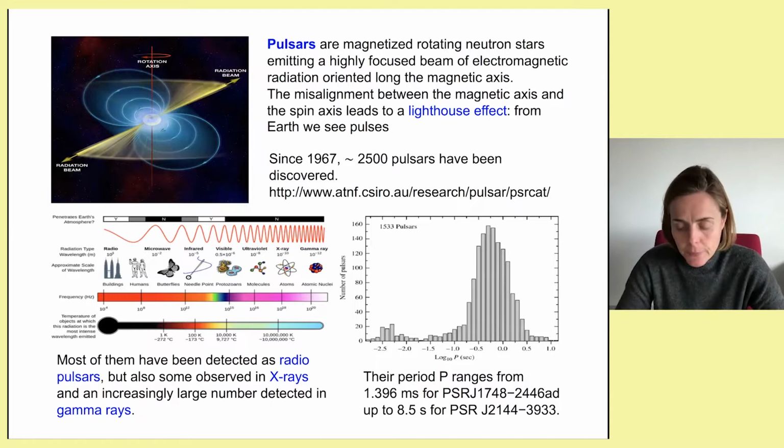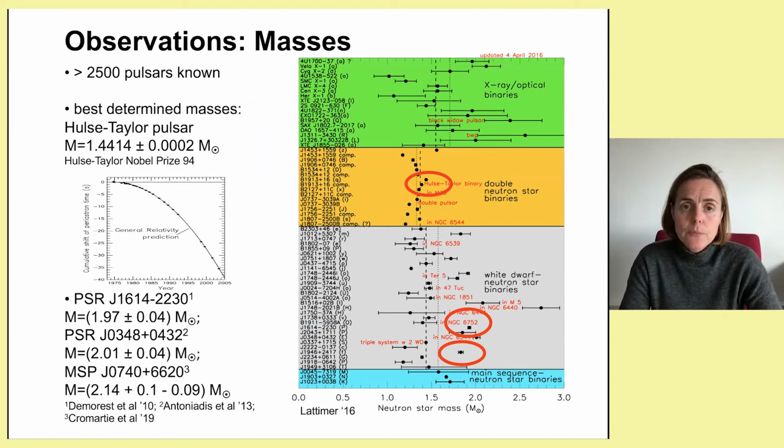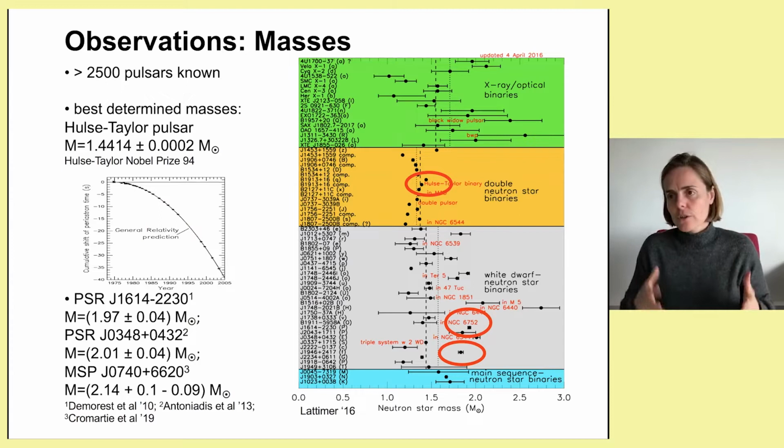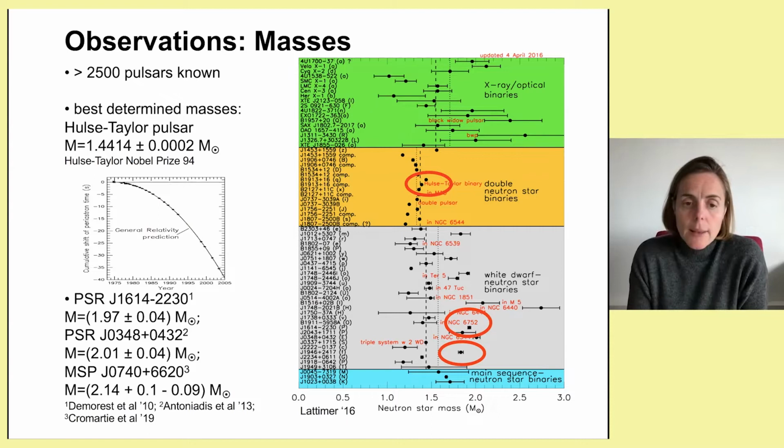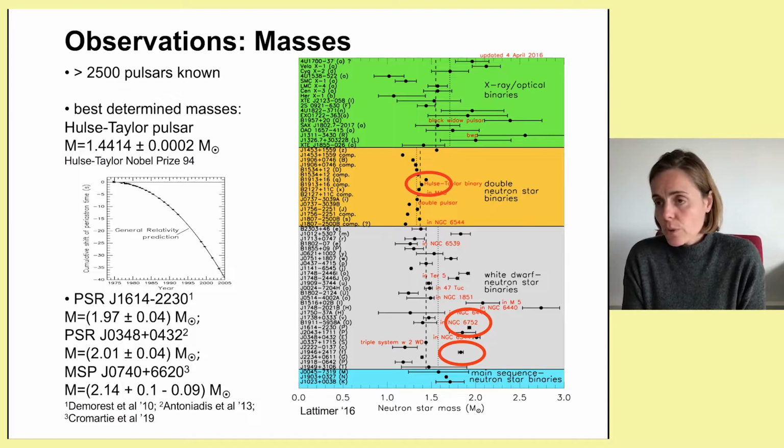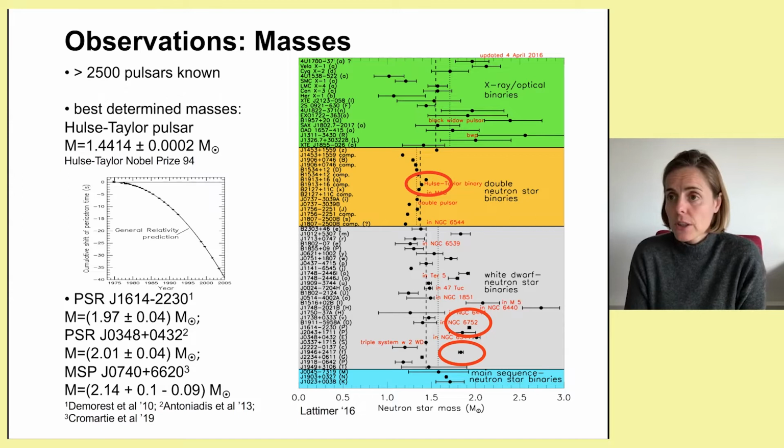So what are the observations of these objects that are most interesting for this lecture? I'm talking about masses and radii, basically, because this is something very connected with what is in the interior, and you can have an idea of what mass to expect from this object depending on what you have in the interior, okay?